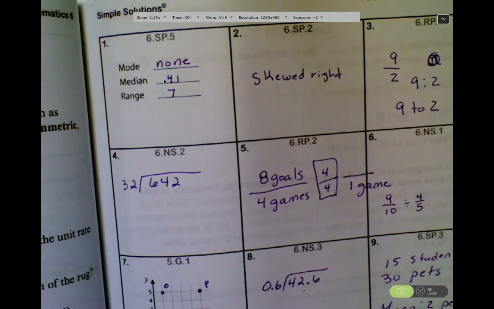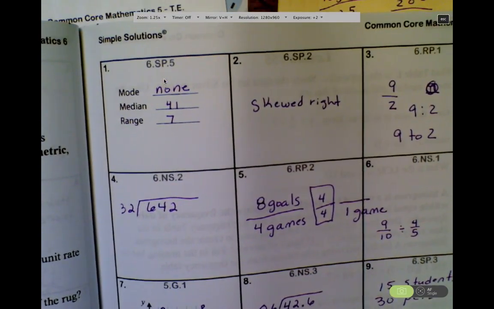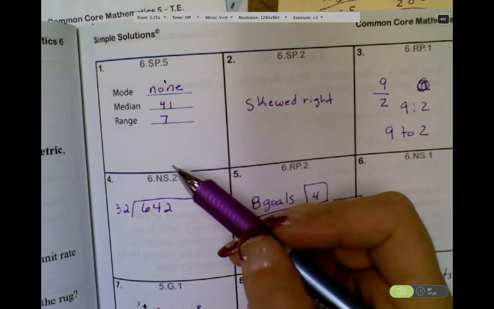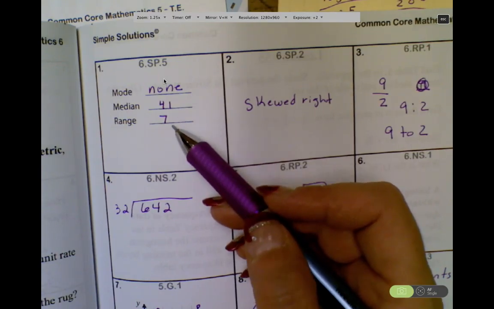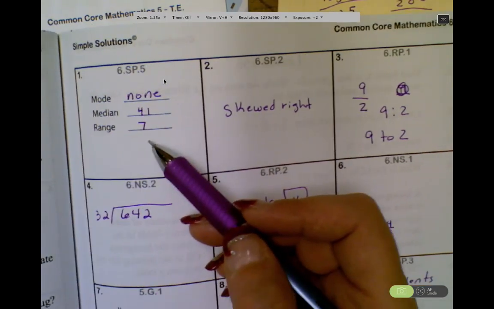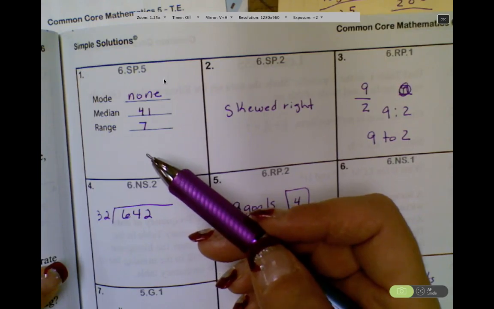All right, so the first one's asking us to find the mode, the median, and the range for the set of data. There is no mode. The median is 41, the range is 7. Okay, moving on. It says find dot plot C in the appendix. Let's look at this.